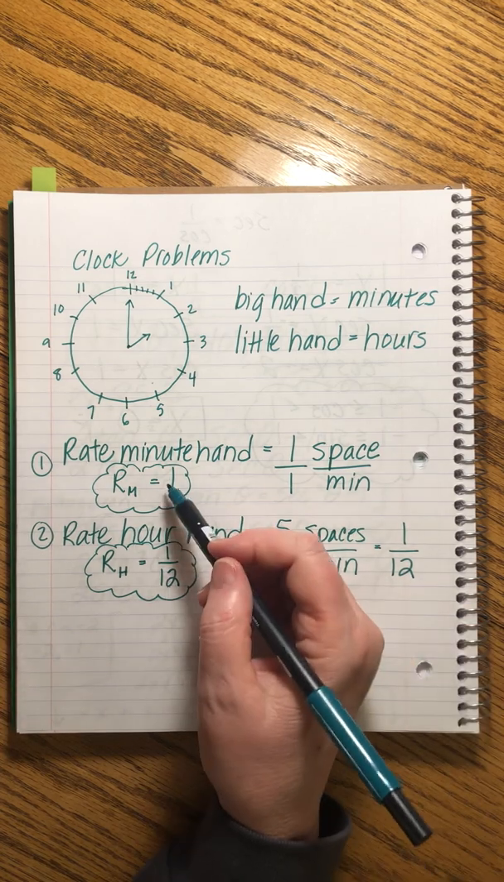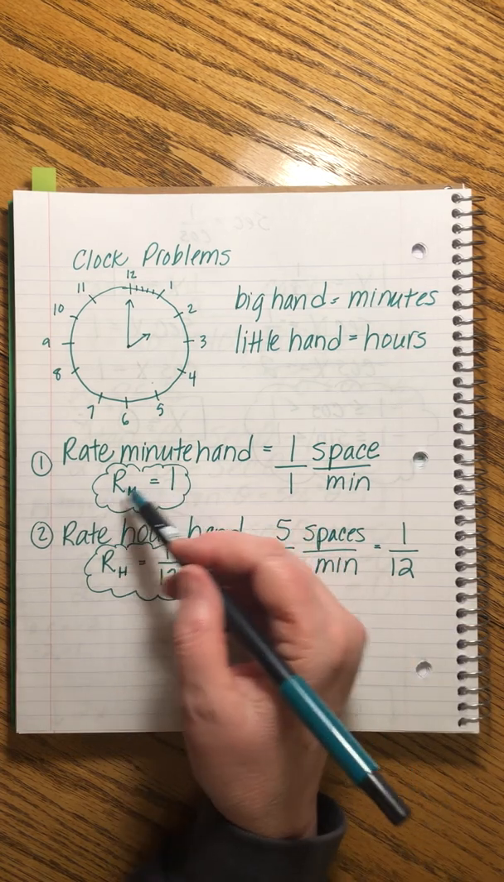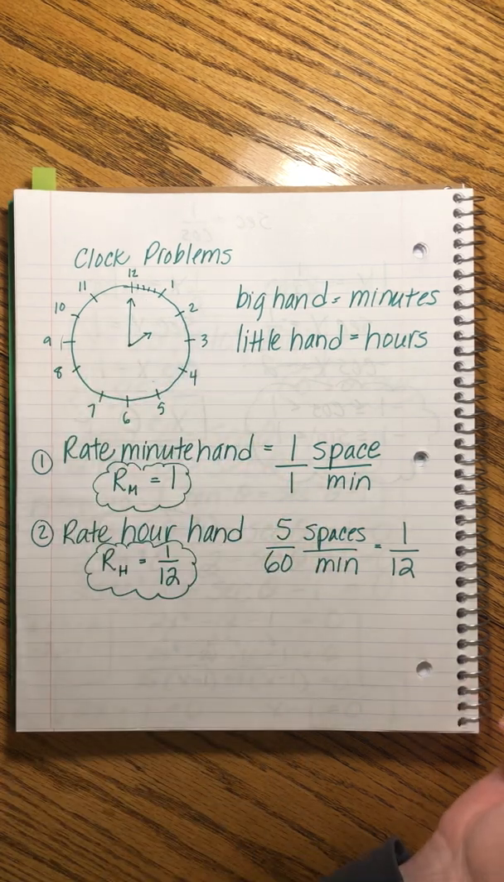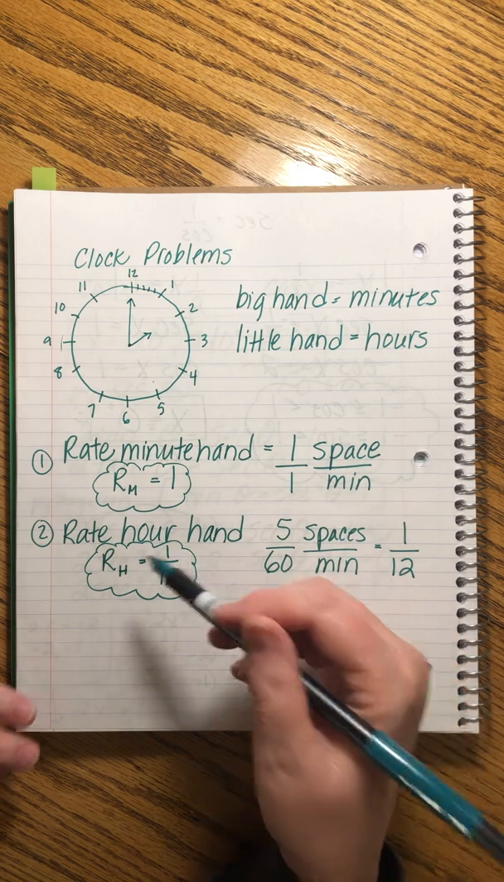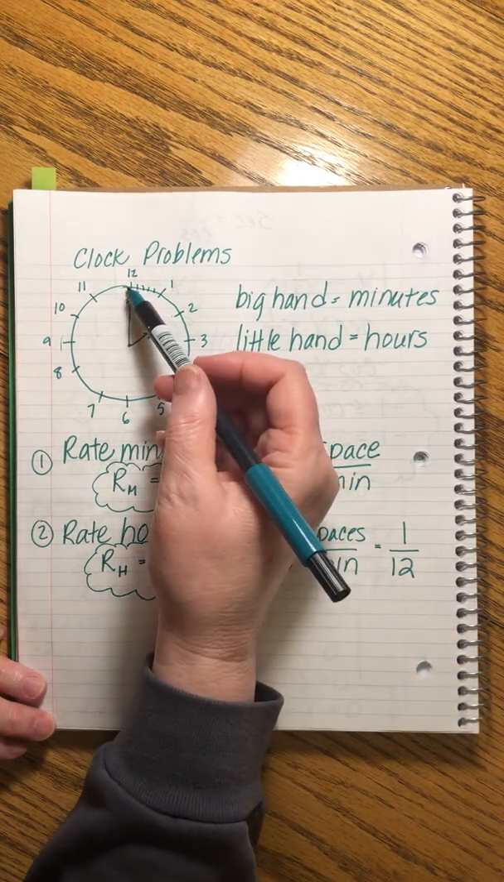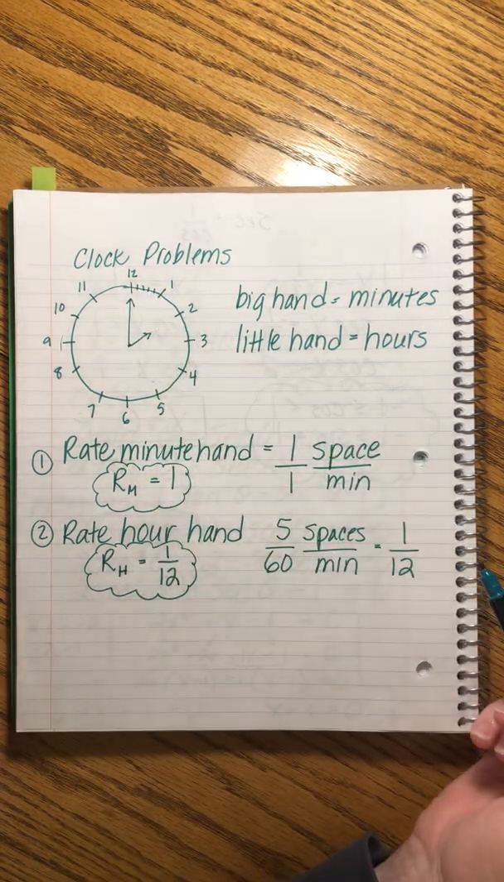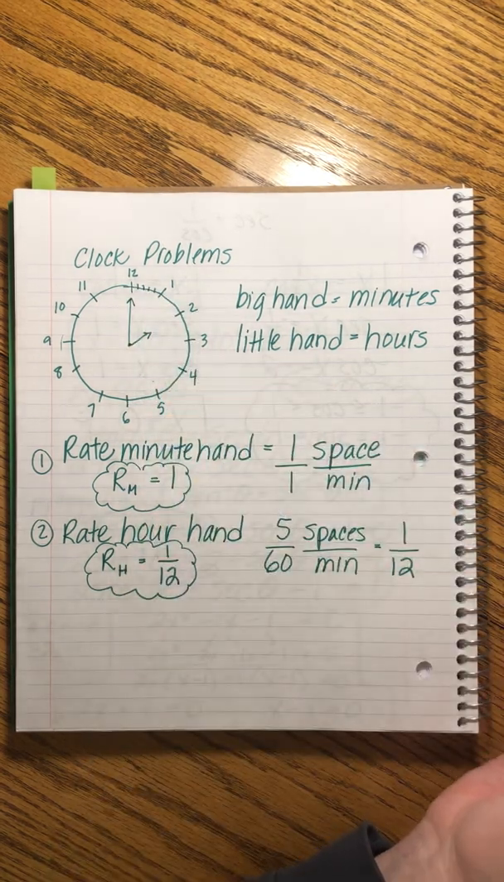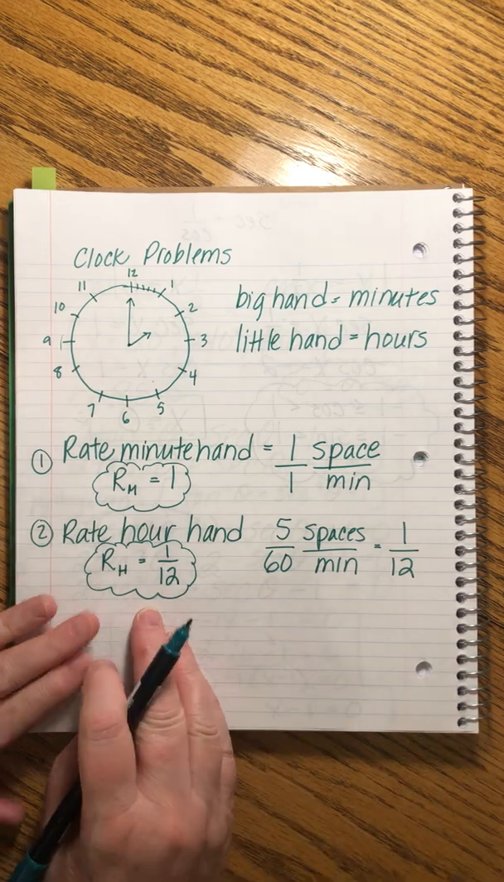Okay? 1 space every minute. This is the hand that moves fast. Tick, tick, tick. In 1 hour's time, it's going to go all the way around, right? This is the slow one. In an hour, it's only going to creep from one number to the next. That's only 5 spaces as we count those little spaces, all right? Okay, so now we're going to use these to help us solve some problems.